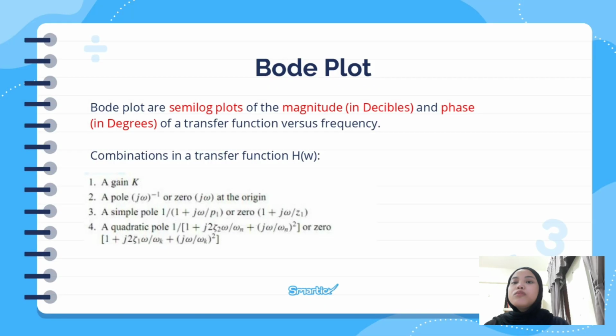Bode plots are semilog plots of the magnitude in decibels and phase in degrees of a transfer function versus frequency. There are four combinations in the transfer function H(ω). First, a gain K. Second, a pole or zero at the origin. Third, a simple pole or zero. And fourth, a quadratic pole or zero.